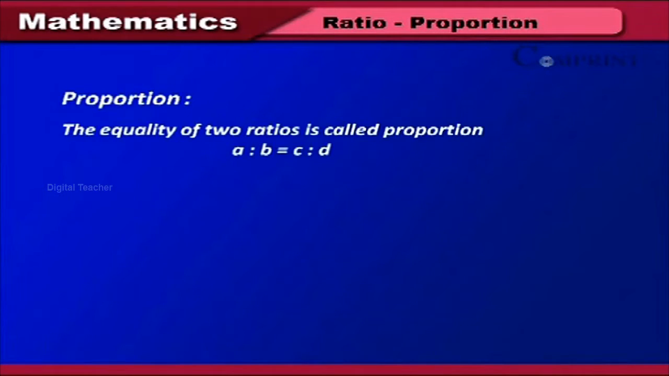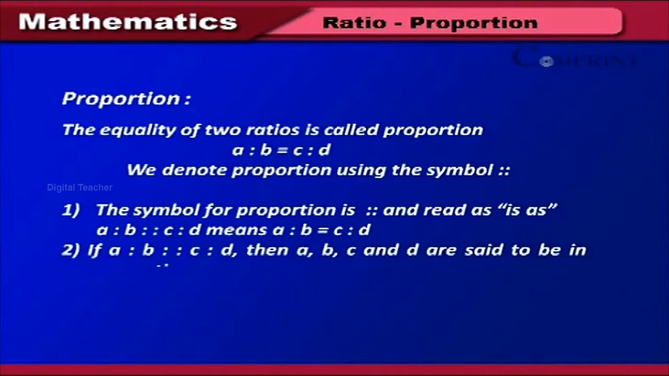Proportion. The equality of two ratios is called proportion. A is to B is equal to C is to D. We denote proportion using this symbol. The symbol for proportion is 4 dots and read as is as. A is to B is as C is to D means A is to B is equal to C is to D. If A is to B is as C is to D, then A, B, C and D are said to be in proportion.